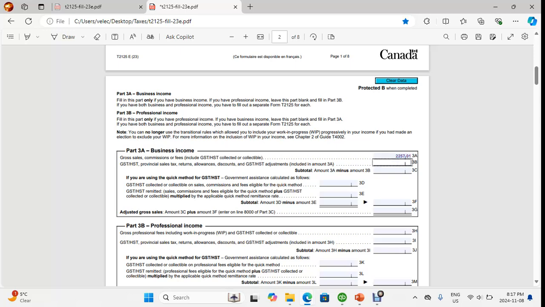Next you have your GST, HST, provincial sales tax, returns, allowances, discounts, and GST, HST adjustments included in amount 3A. We'll leave this one.